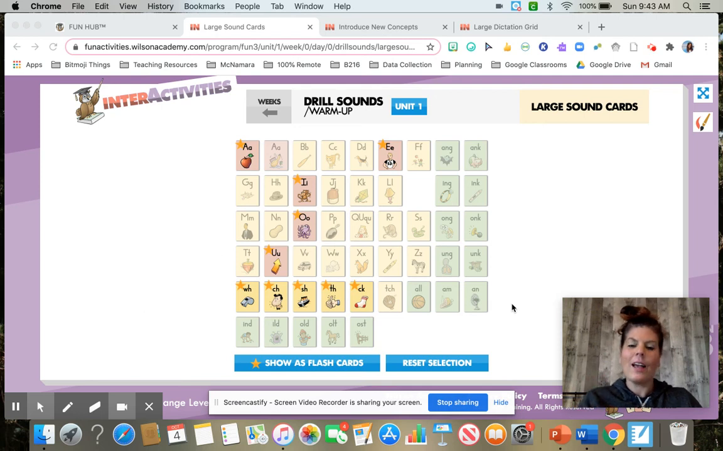Kemmerer here, and today we're going to be starting our Level 3 Fundations. We're just going to be starting with the orientation, so it's going to be a little bit of review from the skills that we were working on when we were in second grade. Let's get started.